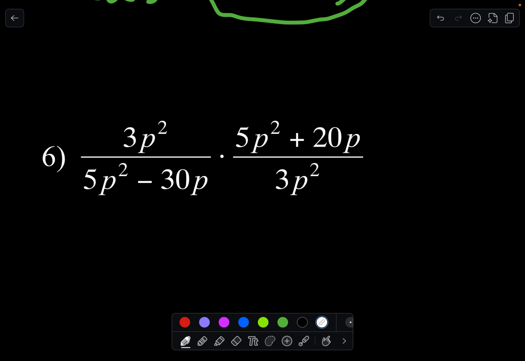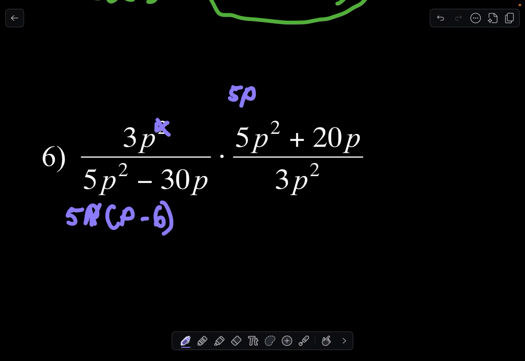So we got 5p squared minus 30p, which means we can pull a p out. Actually, a 5p. That leaves us with p minus 6. And then on top, it's still 3p squared. The p squared and the p here on the outside divide out, so they're gone. On top here, you can pull out 5p. That leaves you with p plus 4 right here with a 3p squared on bottom. All right, this p and that p cancel out.